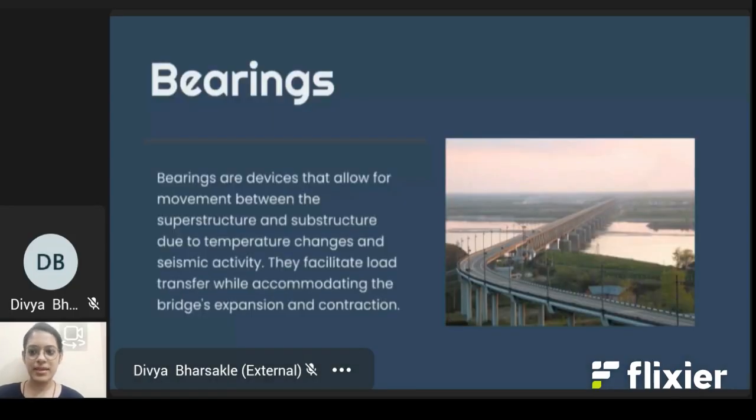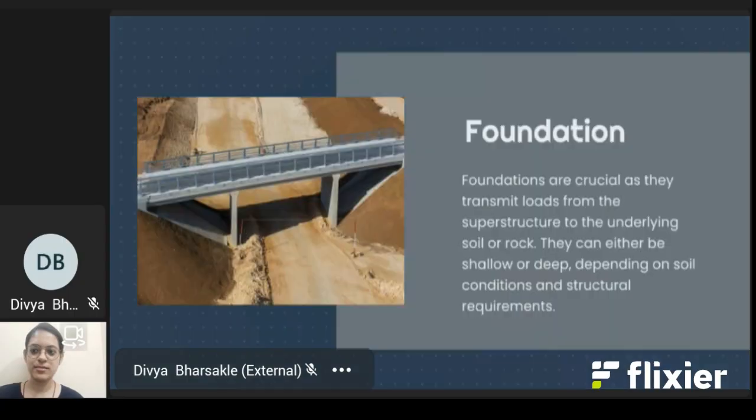The next one is the bearing that allows the movement between the superstructure and substructure due to temperature changes as well as earthquake activities. The last but not least, foundation, which is also the most important component of the bridge. They are crucial for load transmission from superstructure to the soil beneath. The foundation can be shallow or deep depending on soil conditions.